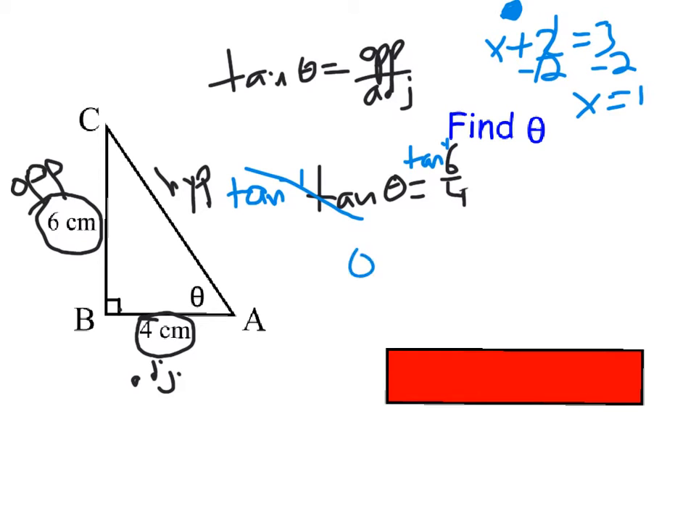Those are gone now. We then have just theta is equal to tangent inverse of 6 over 4. Fortunately for us, that is on our calculator. You just have to find tangent inverse. It is just second tan on any calculator that has tangent. So second tan is tan inverse, 6 divided by 4 gives you 56.31 degrees.